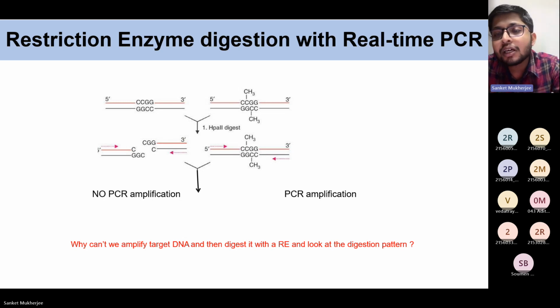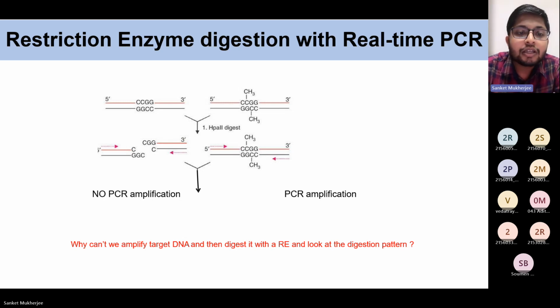So when we are talking about restriction enzyme digestion with real-time PCR, before PCR amplification has begun, if a base is methylated, it will not be digested by HpaII. Its cleavage recognition site is CCGG, 5' to 3'. If any of the C's are methylated, then this restriction enzyme will not work. Clear on that?